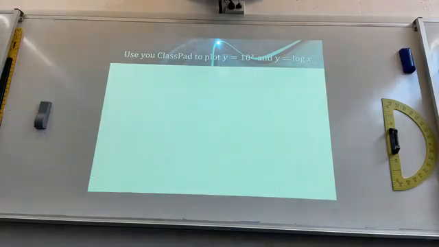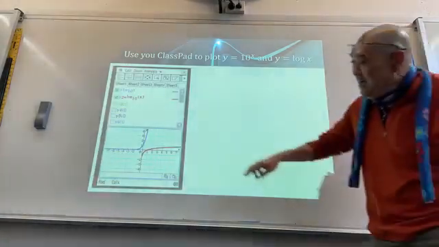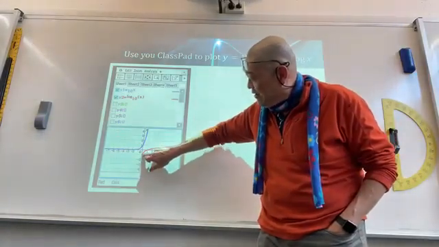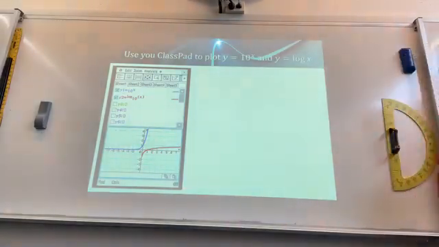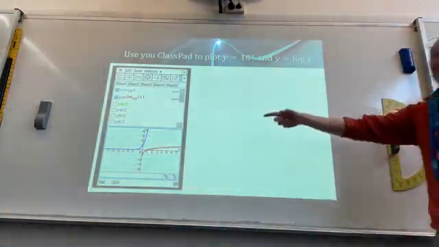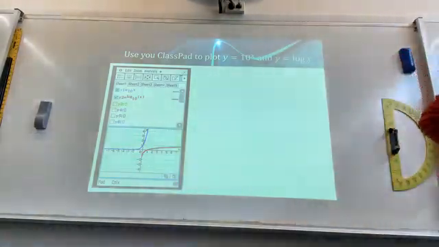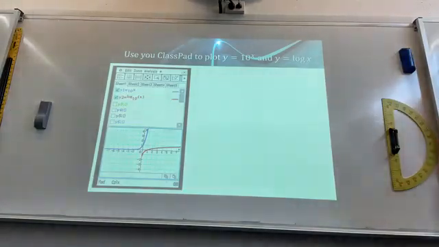Alright? Now, it should look something like this. Here it seems to stop. It should actually go all the way down. There should be an asymptote. Why doesn't it go all the way down? It's just because of the ClassPad. If you use some other program, it will go all the way. It's just the quirkiness of the way it was programmed.